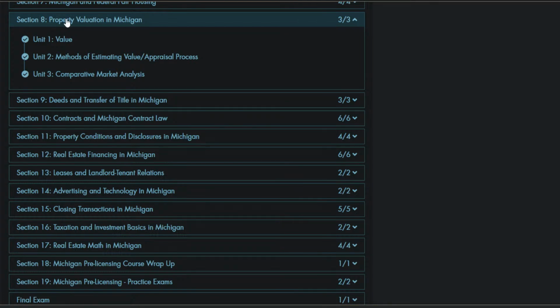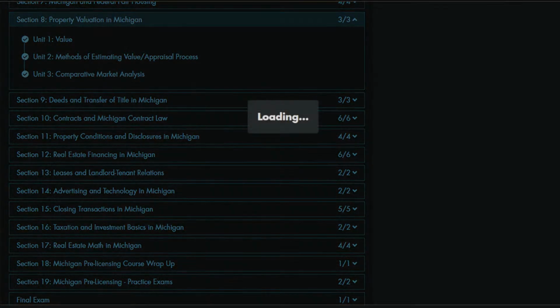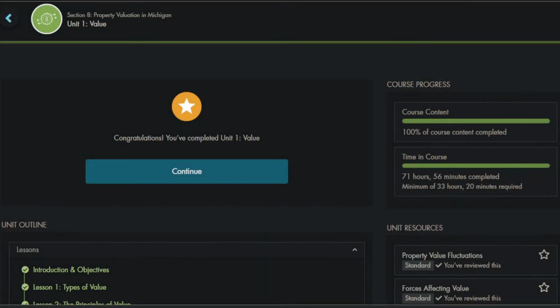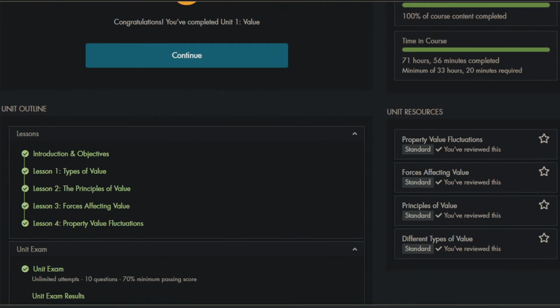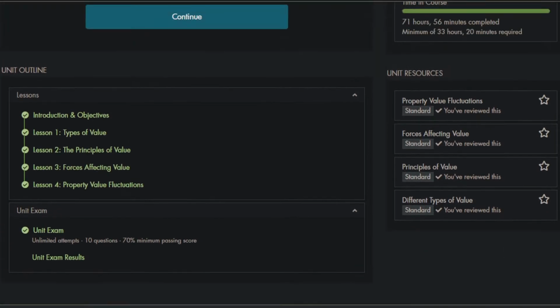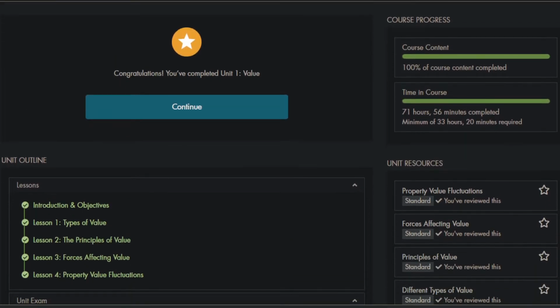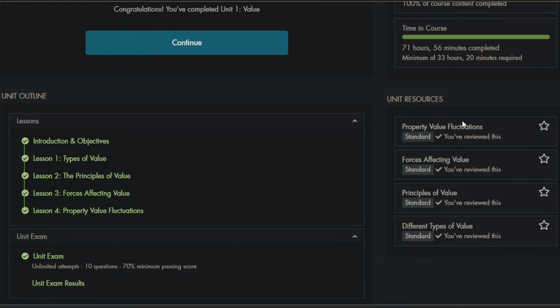All right, so we're going into section 8, which is property valuation. We're going to talk about how to value property in Michigan specifically. But again, most of these things apply to other states as well. So in this unit of value, we have 4 lessons. And if you look over here, there are 4 unit resources. These four resources you'll probably see correlate with the 4 lessons available. Different types of value, principles of value, forces affecting, and so forth.